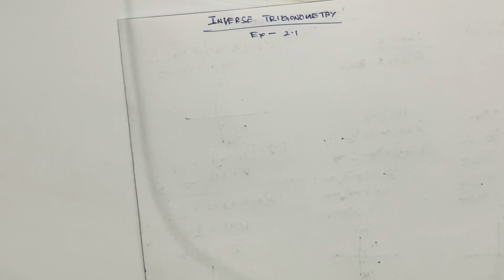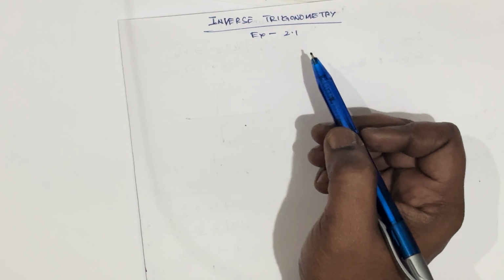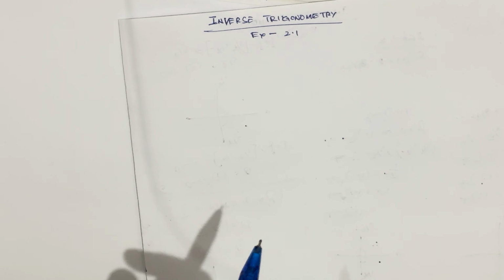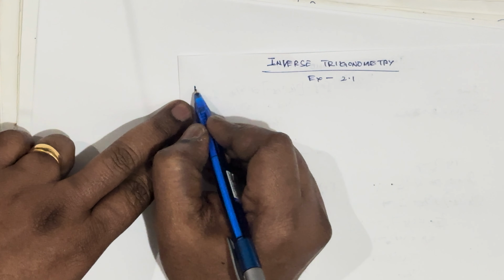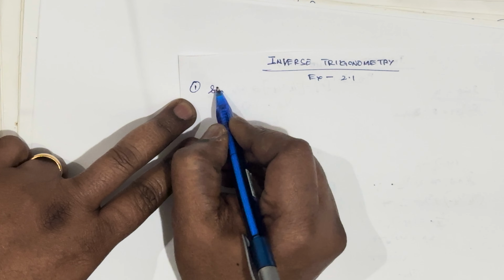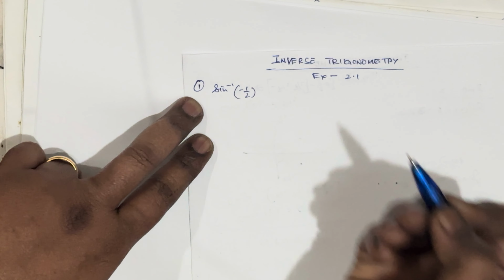Today we will solve the problems of inverse trigonometry exercise 2.1. Okay, so here the first question, find the principal value of sine inverse 1. Okay, principal values, we have to find the principal values. The first question is sine inverse negative 1 by 2.